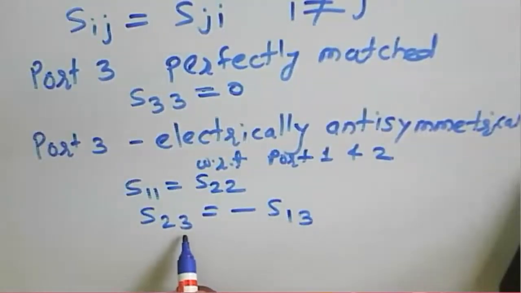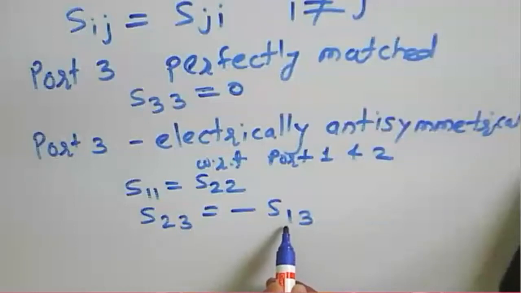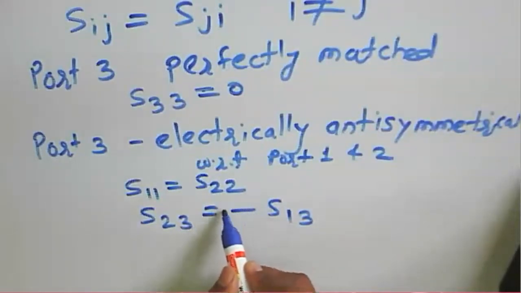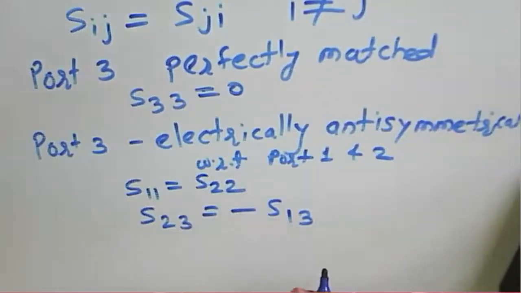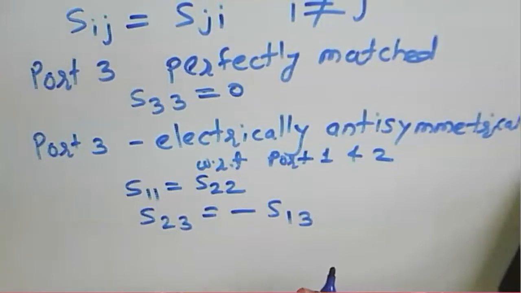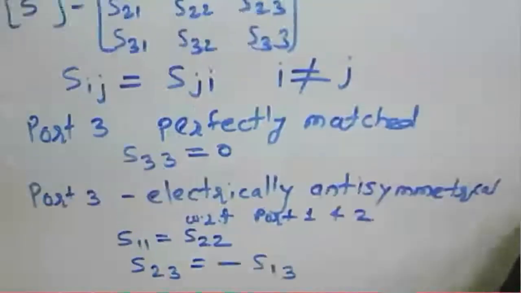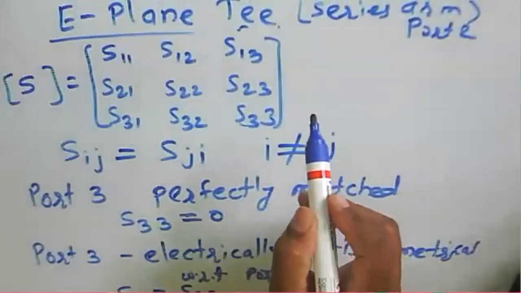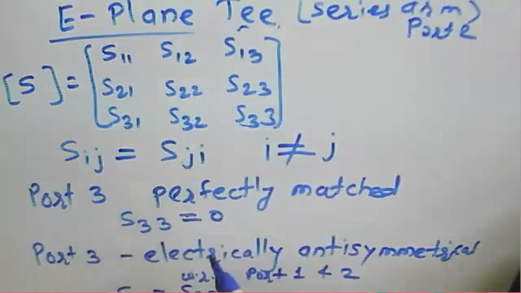Meaning, with input at port 3, output will be available at port 2, and with input at port 3, output will be available at port 1. It has the same amplitude but is out of phase. That is what electrically antisymmetrical means, so there is a minus sign here. Now with this, we will rewrite the S matrix. The condition we have got is about S11 and S22 here.